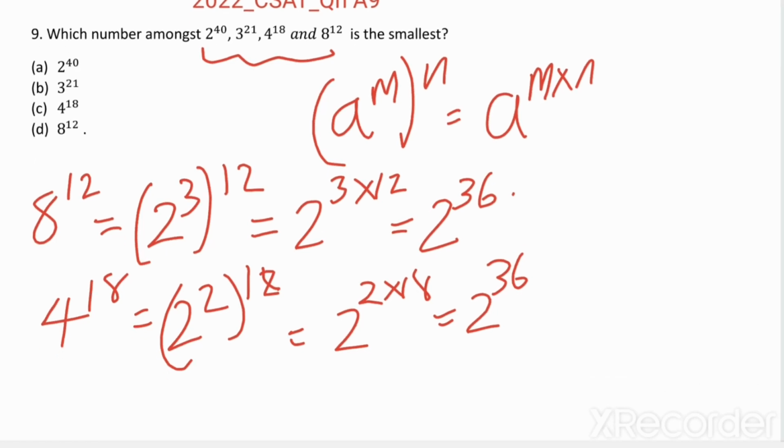Option C and D are equal. And option A equal to 2 power 40, which is greater than 2 power 36. Option C and D are equal, so they can't be our answer. And option A is greater than C and D, so that is also not the smallest. Then smallest amongst these 4 is 3 power 21. Option B is the right answer.